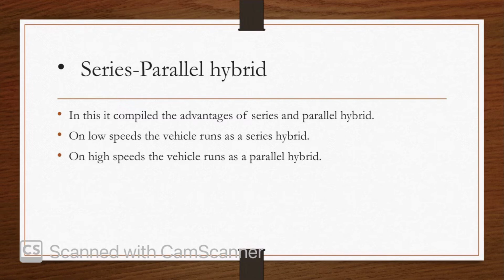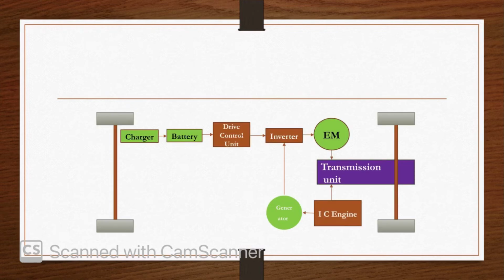Now we will move towards the third type based on the architecture, which is series parallel hybrid electric vehicle. This series parallel hybrid electric vehicle has the combined advantages of both series and parallel hybrid electric vehicle. On low speeds, the vehicle runs as the series hybrid electric vehicle, and on high speeds, the vehicle runs as the parallel hybrid electric vehicle. In this series parallel hybrid, we will not see the power flows because we have already seen the power flows for the series hybrid and the parallel hybrid. We will just check the series connections and the parallel connections.